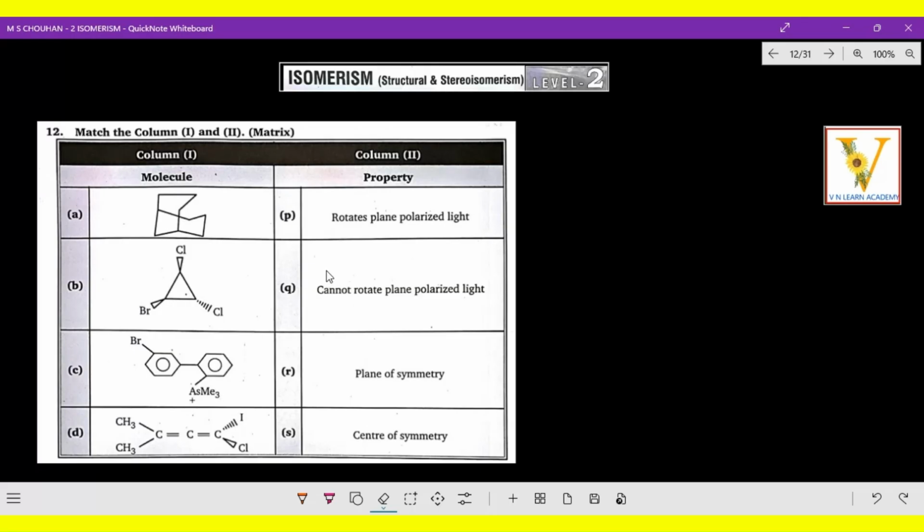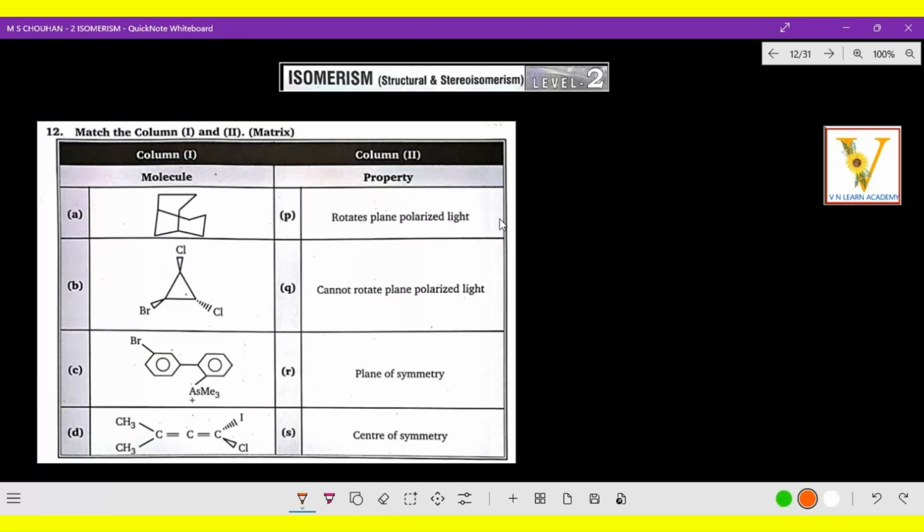And one more point, if it is achiral, POS, COS will be present. It cannot rotate PPL, that means plane polarized light. So this point also is observable to identify. Yes, the first point. Actually, this is a cyclohexane chair conformation, and in that bridge head also it is available.